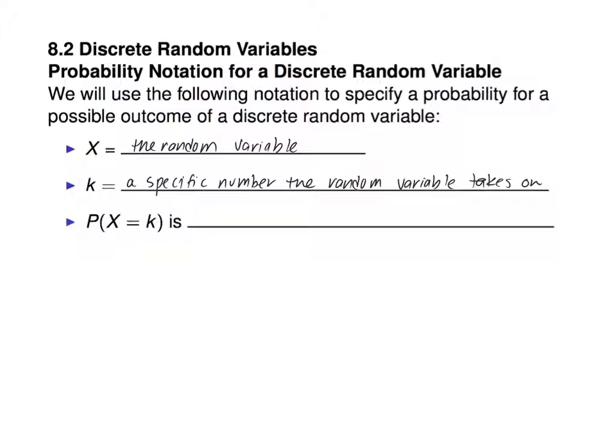And what do you think P(X = k) means? What do you think that P means? The probability that the random variable is a specific number. Exactly, that's it. The probability that the random variable is that specific value.